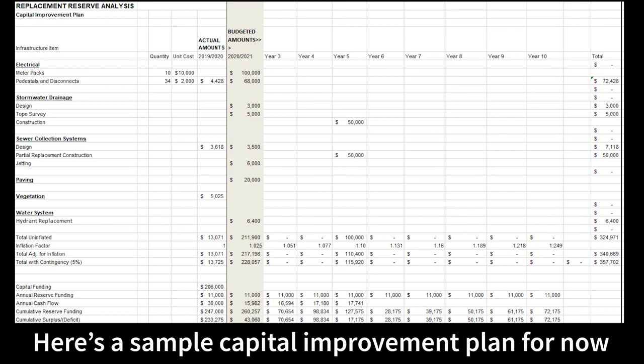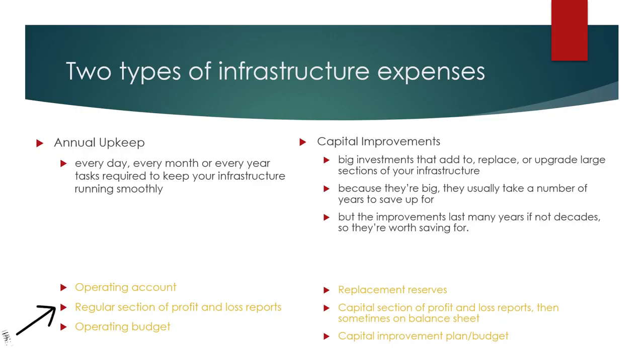But for now, just remember, everyday upkeep shows up under the operating section and big projects that last many years show up in the capital section. This will help you keep your books in order.